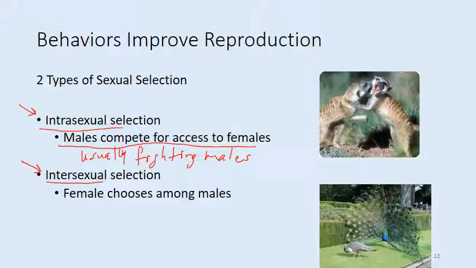But in the intersexual selection, here the female chooses among the males. So the female here instead is choosing the best looking one. But in the first one, it's the male that survives the fight, gets to mate with the females.